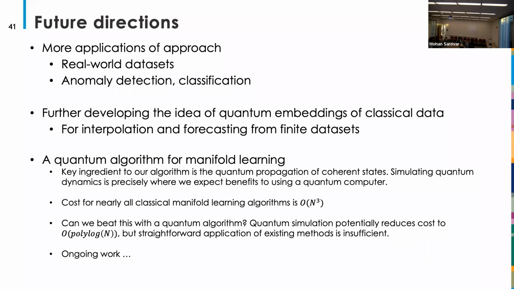So the key ingredient to the algorithm is quantum propagation of coherent states. So it's Hamiltonian simulation. And this is where we believe that there should be quantum speedups, at least if there's enough structure in the Hamiltonian. And so can we use Hamiltonian simulation, quantum simulation, to develop a quantum algorithm that does the same approach? I can say a little bit more about that if people are interested, where we're currently stuck in this approach. But that's all I have.